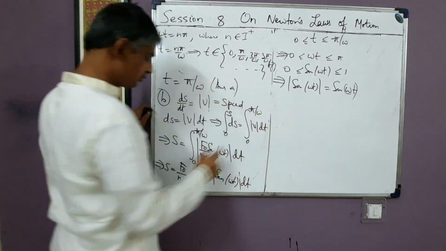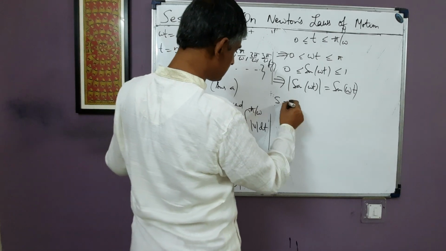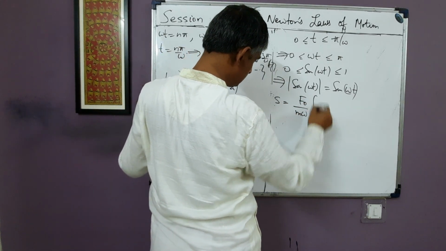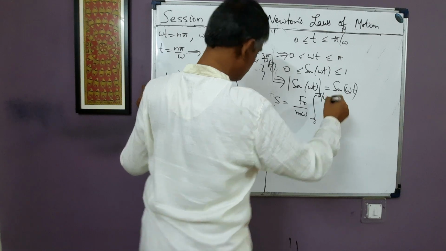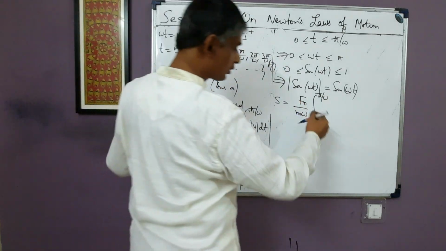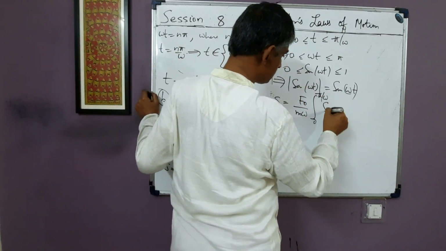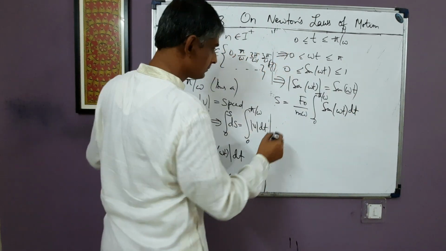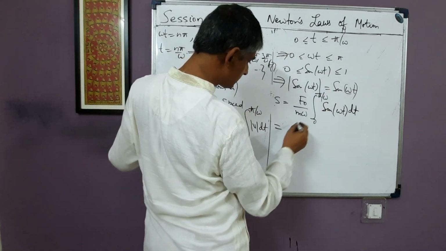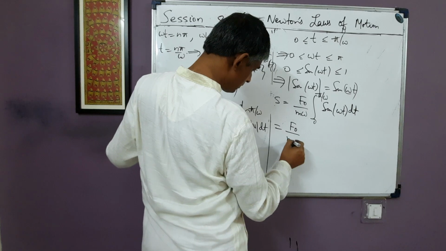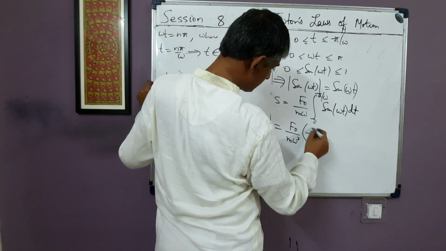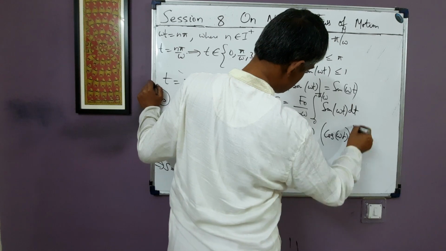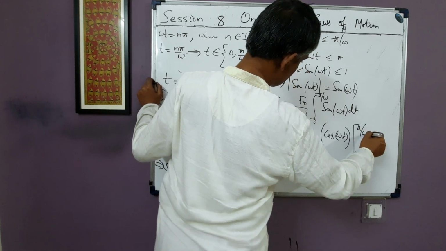So we substitute this here. The distance covered becomes F naught by m omega, integral from 0 to pi by omega, the mod sign goes away, sin omega t dt. Now when you integrate this and insert limits, what do we get? F naught by m omega square, minus 1 times cos omega t from 0 to pi by omega.